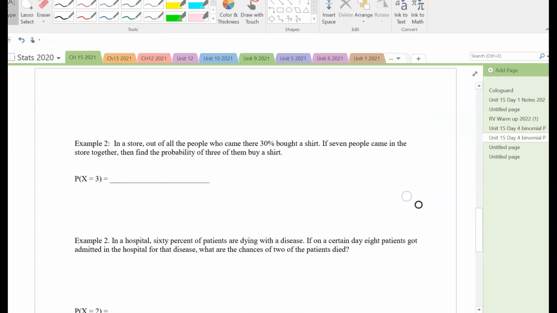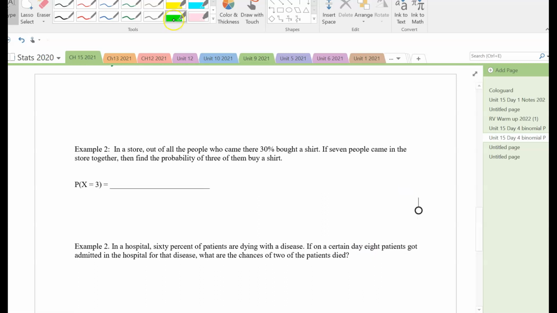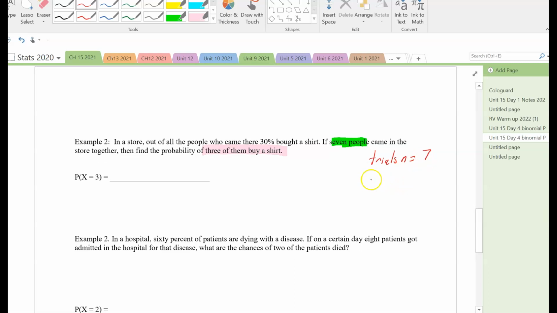Now let's take a look at this example here. And again, it does have to fit the binomial distribution or the 4 criteria. So in a store, out of all the people who came there, 30% bought a t-shirt or a shirt. If 7 people came in the store together, then find the probability of 3 of them buying a shirt. So there are a fixed number of trials. The trials, or N, is 7. We'll assume independence.